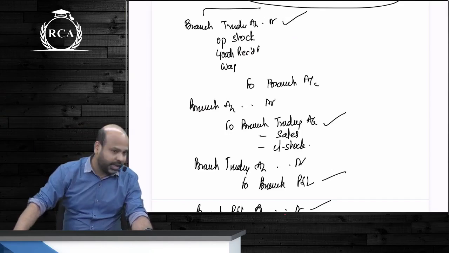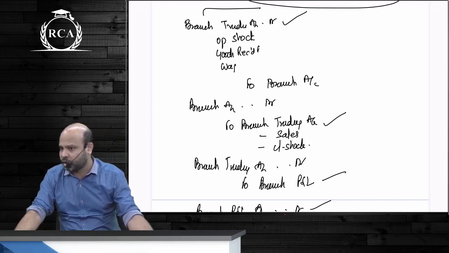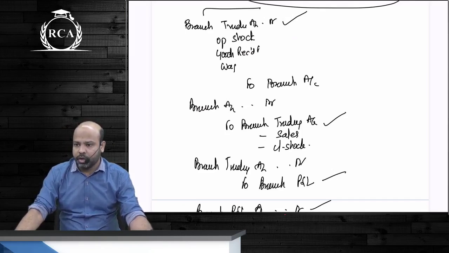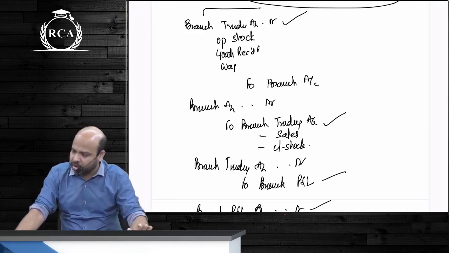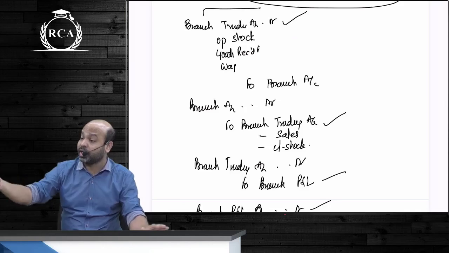So to incorporate the debit, you will write branch trading account debit to branch account. To incorporate the credit side, you will write branch account debit to branch trading account. To record gross profit, you're going to write branch trading account to branch P&L. To incorporate the debit of P&L, you'll write branch P&L account debit to branch account. After that, to record net profit, you'll write branch P&L account debit to overall P&L. Overall means the main P&L account. These are the entries, guys. This is in place of recording net profit.